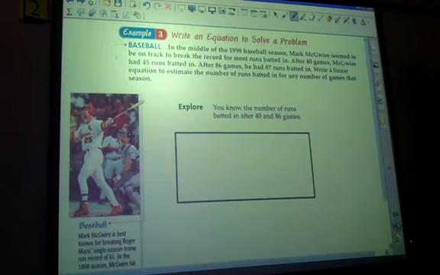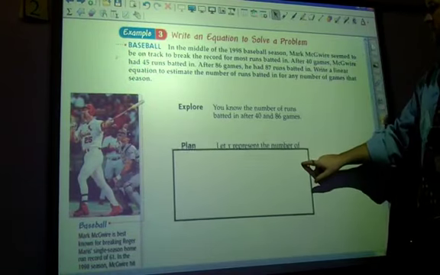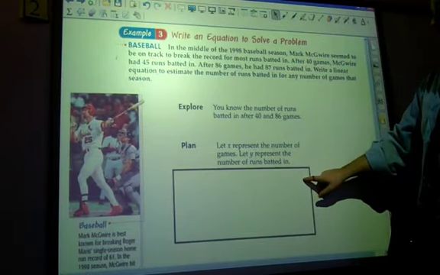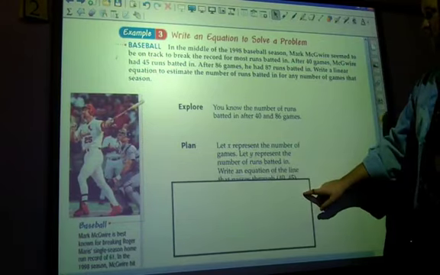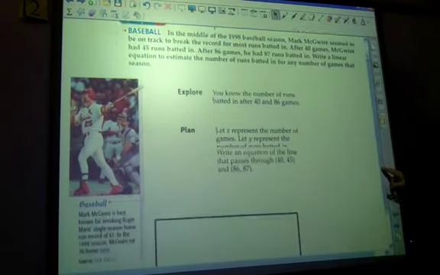And so we can make some ordered pairs. After 40 games, had 45 runs batted in, and after 86 games, had 87 runs batted in. So we're going to write the linear equation. So do a couple things here. Okay, so we'll let x represent the number of games, y represent the number of runs batted in. We're going to write the equation of the line. So we're just going to use these two ordered pairs.